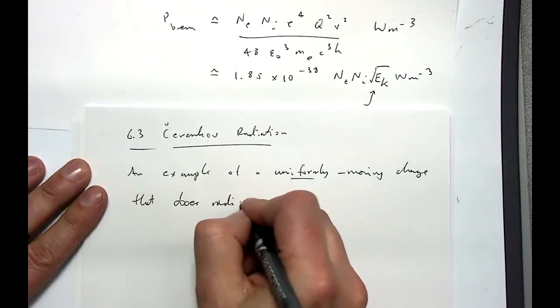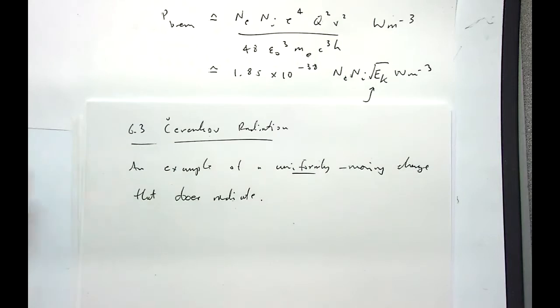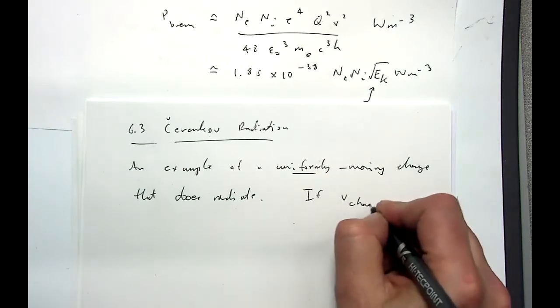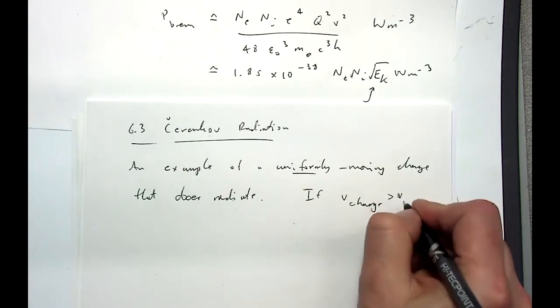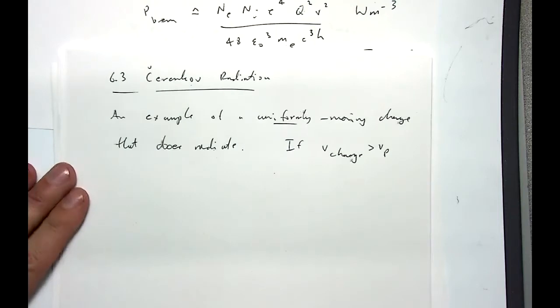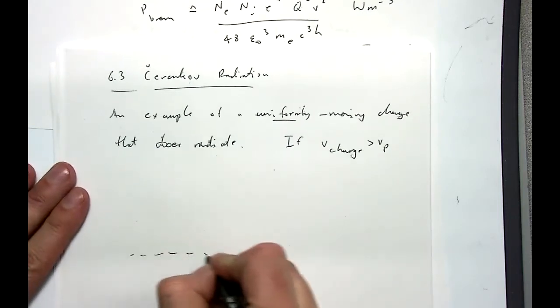Now we already saw that that does not happen in a vacuum. But it can happen if the velocity of the charge is larger than the phase velocity of the material through which it is travelling. How do we explain this? Let's draw the path of a charge.